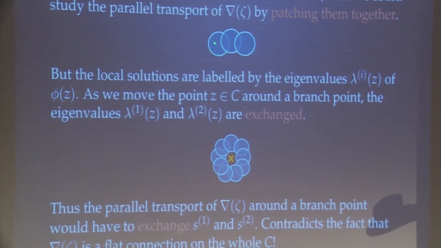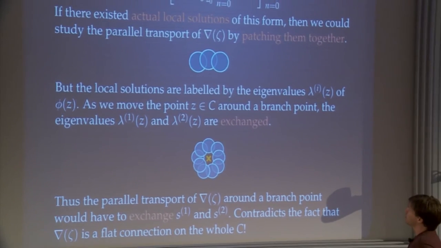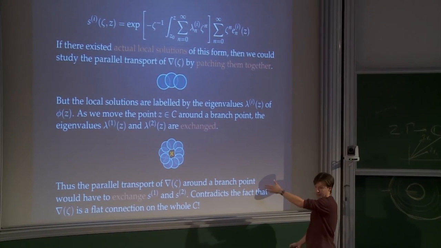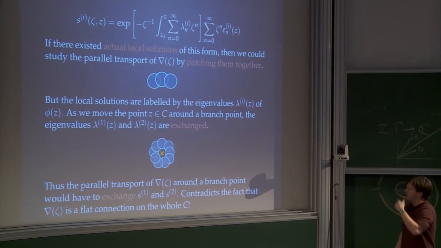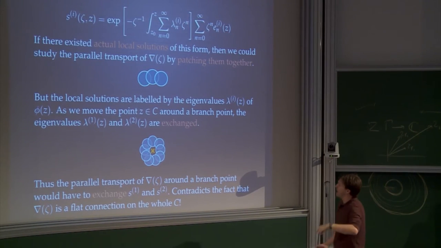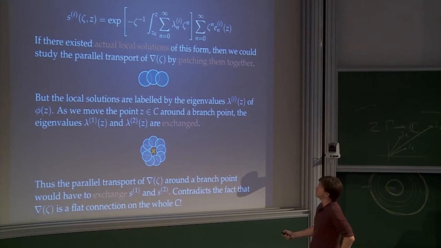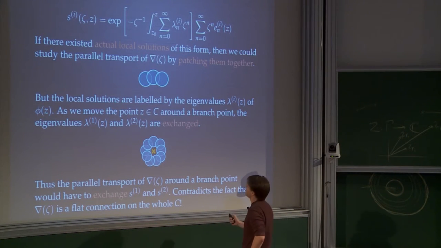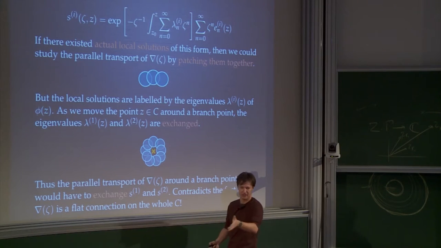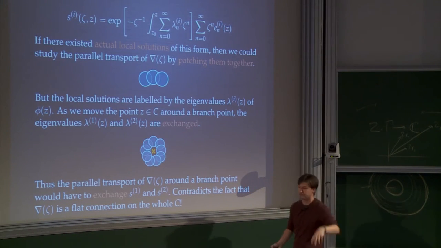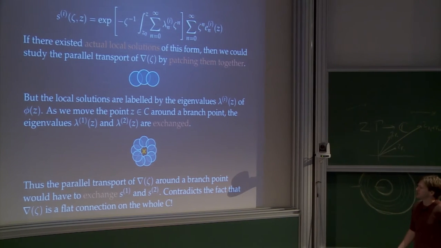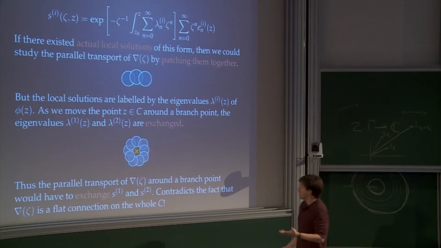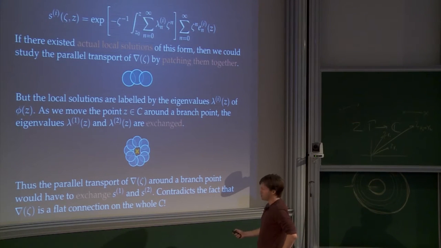And so imagine that we move around on the curve. We move around one of the branch points of this covering. Concretely, these are the zeros of the quadratic differential. As you move around one of these points, the two eigenvalues, what I'm calling here lambda 1 and lambda 2, are being exchanged. That's true for the leading term of this series, but it's also true for all the subleading terms, because they're determined algebraically by the leading term. So if you had literal actual solutions of this form, then the parallel transport around a branch point would exchange them.